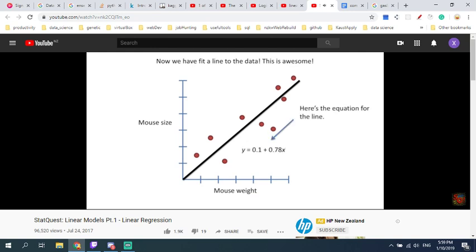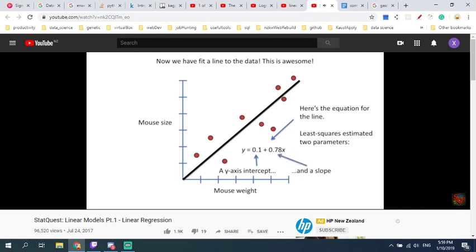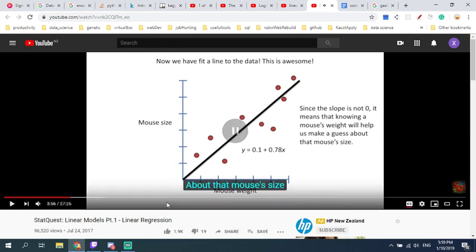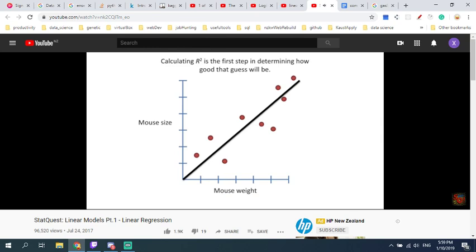This is awesome! Here's the equation for the line. Least squares estimated two parameters: a y-axis intercept and a slope. Since the slope is not zero, it means that knowing a mouse's weight will help us make a guess about that mouse's size. How good is that guess? Calculating R squared is the first step in determining how good that guess will be.